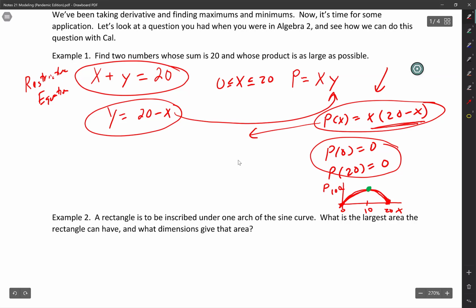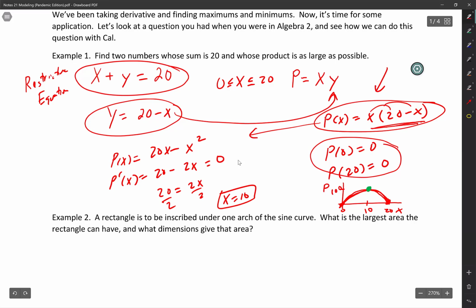So let's see, calculus route. Of course, like I said, we probably wouldn't do calculus on this one. I'm going to distribute that x. So P of x is going to be 20x minus x squared. And then I'm just going to take a derivative. P prime of x is going to be 20 minus 2x. I set that equal to 0. You can already see that I'm getting a critical number here. 20 equals 2x. Divide by 2, and we get x equals 10. That's my critical number. So then, what is P of 10? P of 10 is 100. So this must be my absolute largest possible product.